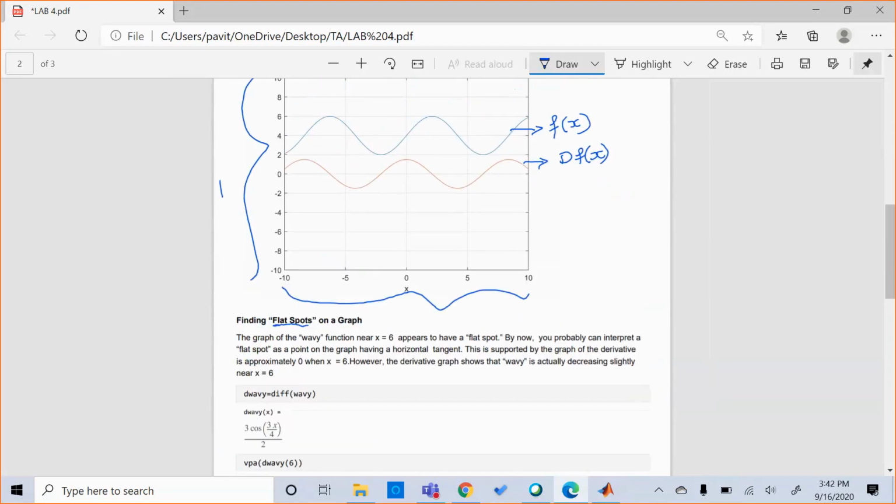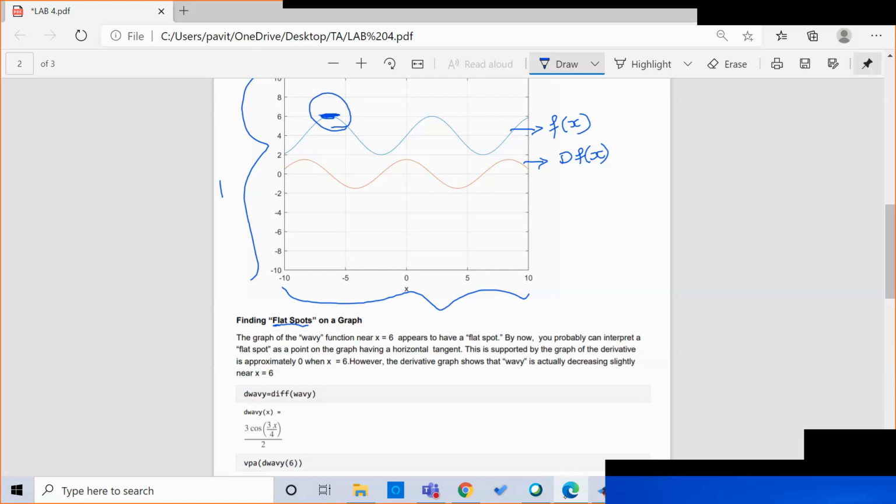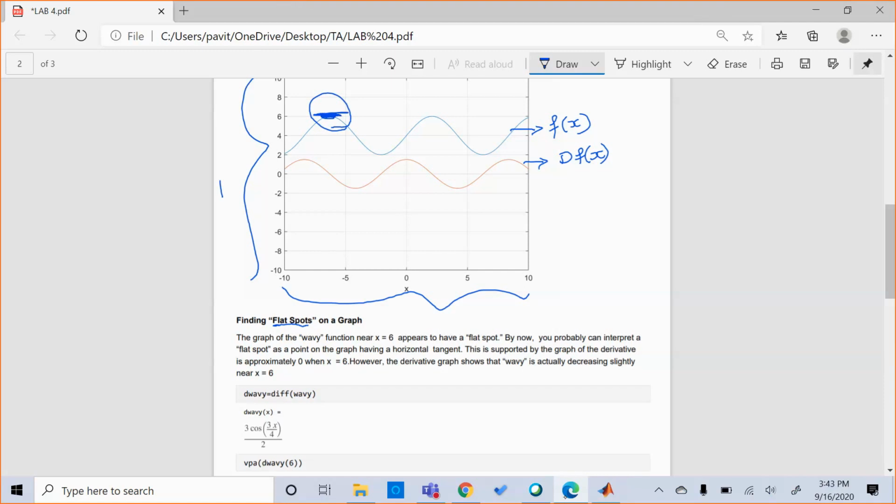So when you see here in the f of x, you can see that there is a horizontal line here. When you zoom it 6 times, you can exactly see a line here. It is a horizontal line. Here also you can see a horizontal line. This is also a horizontal line. Even this is a horizontal line. Okay, that is your flat spot.